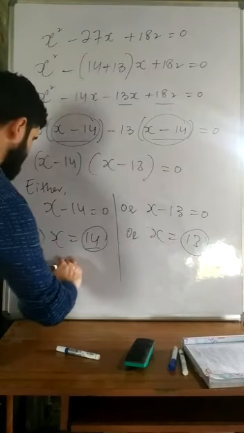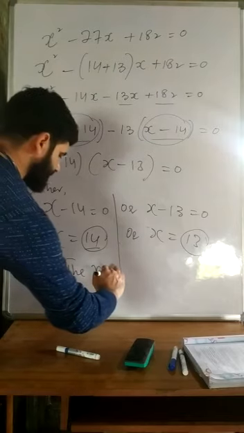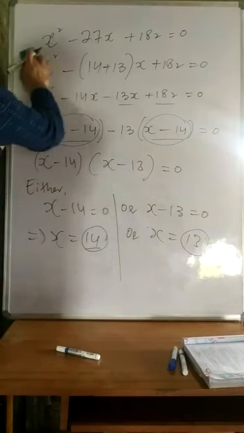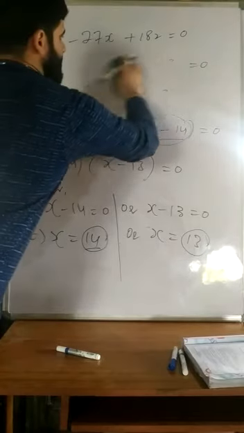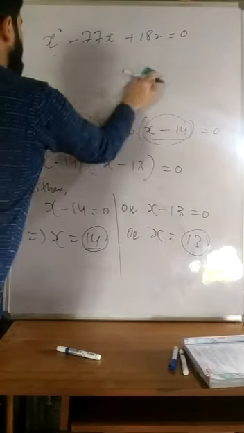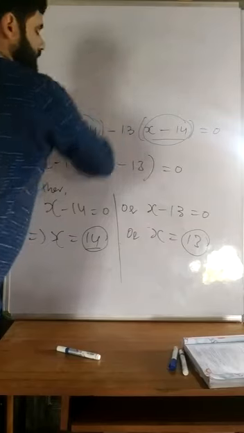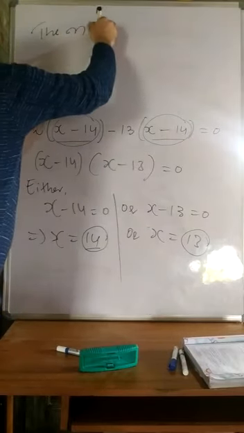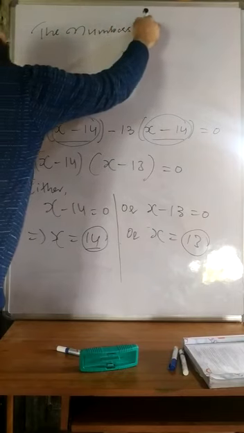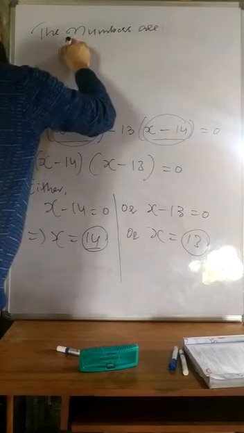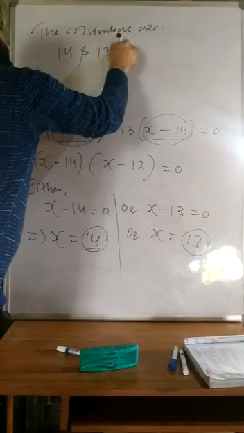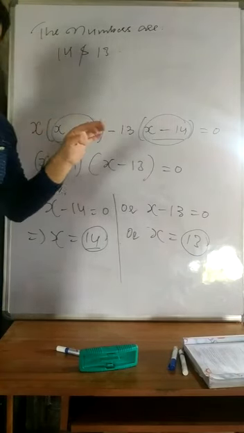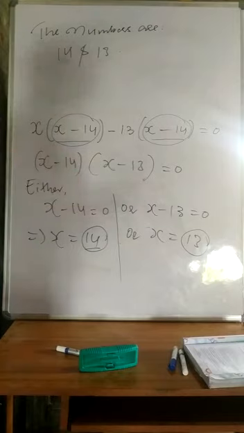Therefore, the numbers are 14 and 13. These are the two numbers whose sum equals 27 and product is equal to 182.